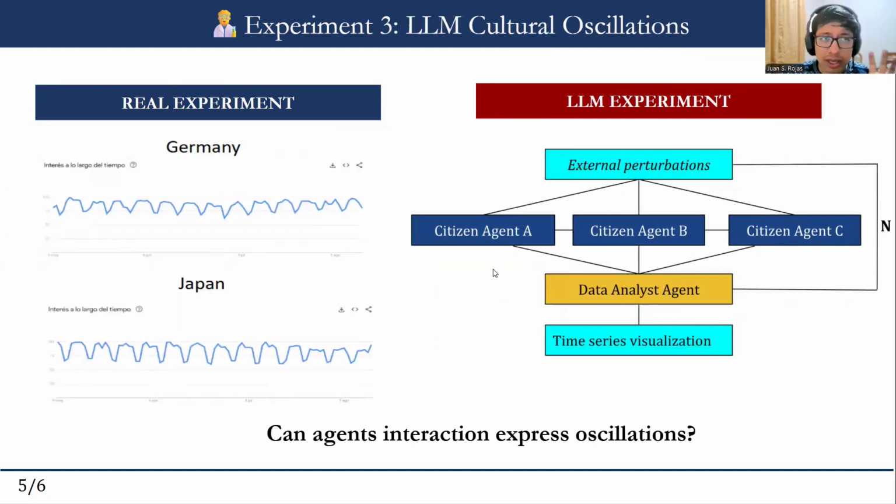The last and the most beautiful is a real experiment from Google Trends. If you search the word Google, you will find oscillations that change based on the culture, German culture or Japanese culture. We can understand the reason for these oscillations using the large language model experiment. We have to do an abstraction of how it works: external perturbations, the culture of each agent, and also a data analyst that recreates a time series visualization and replicates these oscillations.